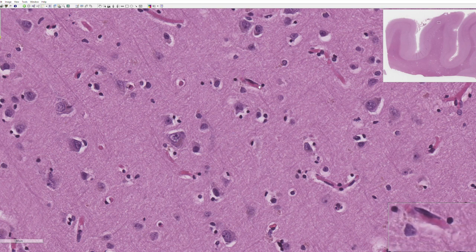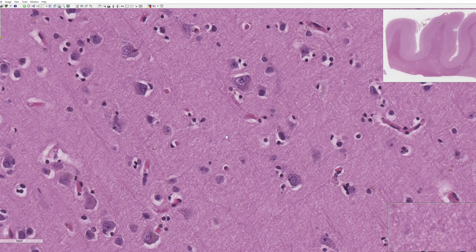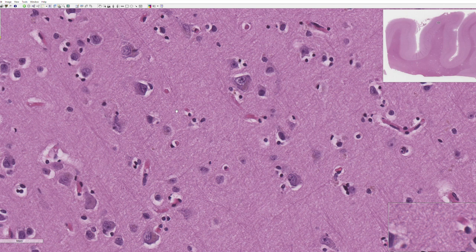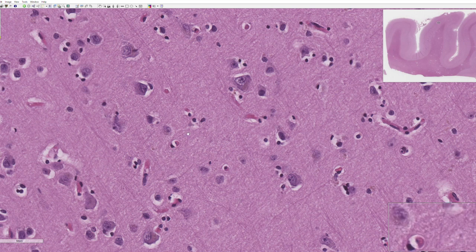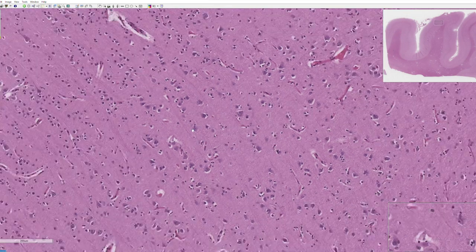We have some other structures here. These red particles are capillaries found within the cortex, which are of course important for supplying oxygen to the brain. The brain constitutes about 1 kilogram, so it's about 1 or 2% of our body weight, but takes up about 20% of our oxygen and glucose supply. And these are the vessels that really provide that energy to the brain to allow it to carry out its important function.